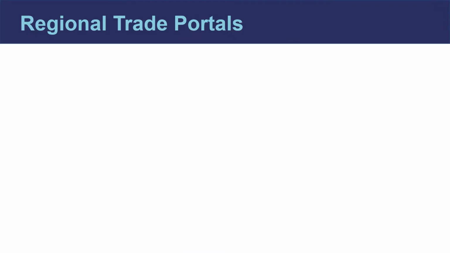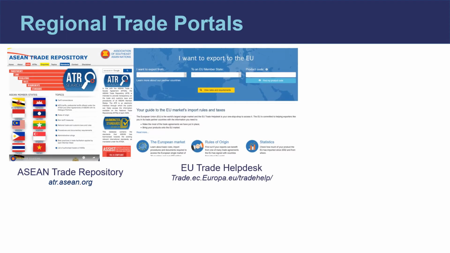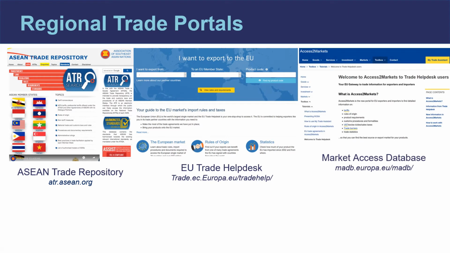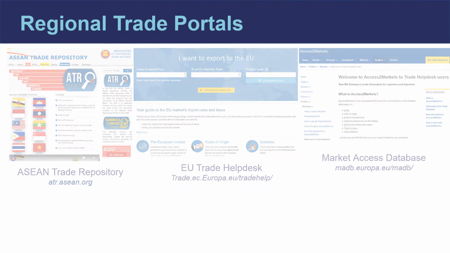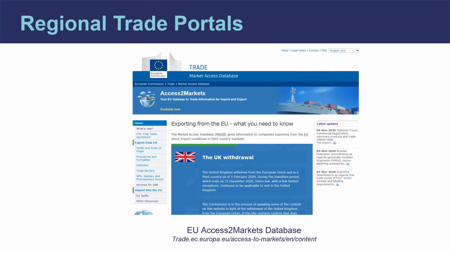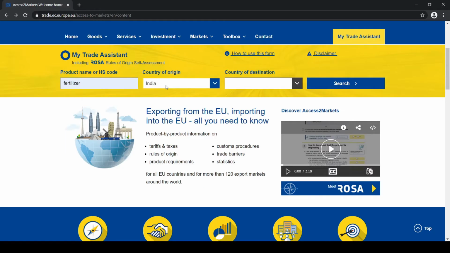There are also a few regional portals, most notably for ASEAN and the EU. The EU calls their portal for imports and transshipment the Trade Help Desk. They offer a separate market access database, which assists EU exporters with information on tariffs and import procedures in third country markets, although the EU Commission is currently in the process of combining these two sites into the very comprehensive Access to Markets database. Let's look at this new EU Access to Markets database.